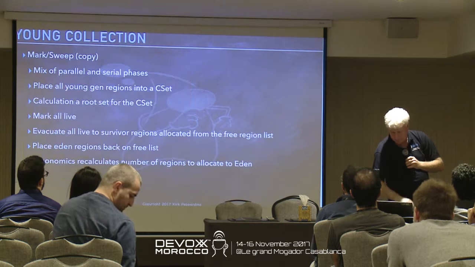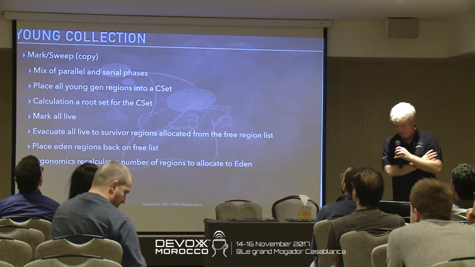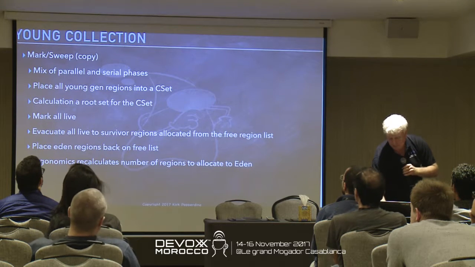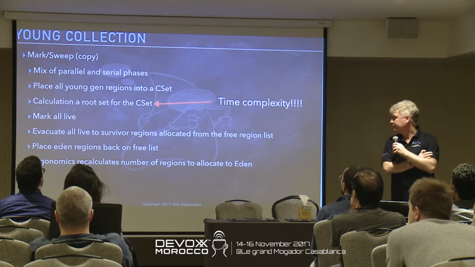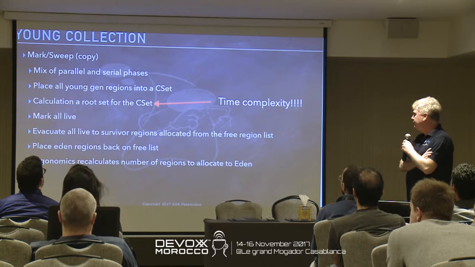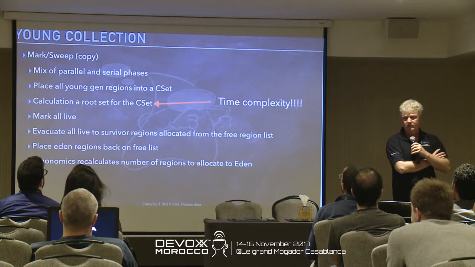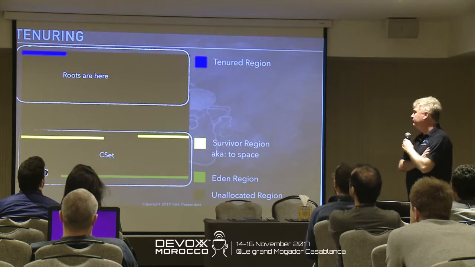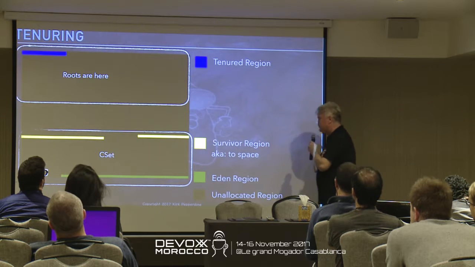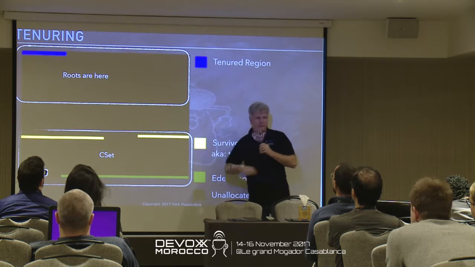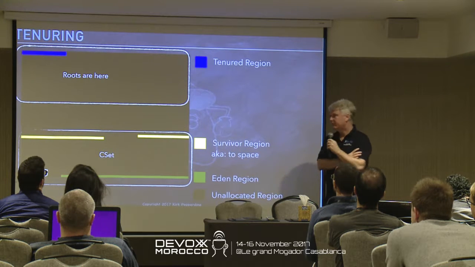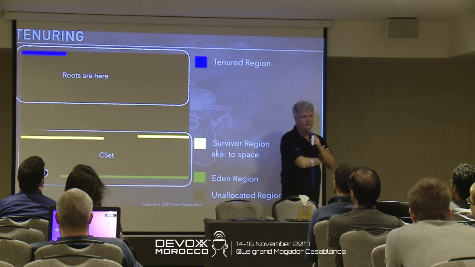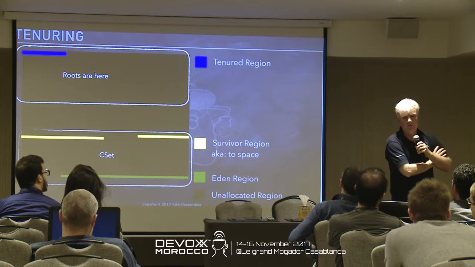So let's go back and revisit this mark sweep phase. There's one step in here we sort of glossed over, and that's calculating a root set for the CSET. So if we go back to our diagram, where do the GC roots live for these regions down here? The answer is they live up here, as well as all of the other places we expected, like stack frames, code frames, things like that.